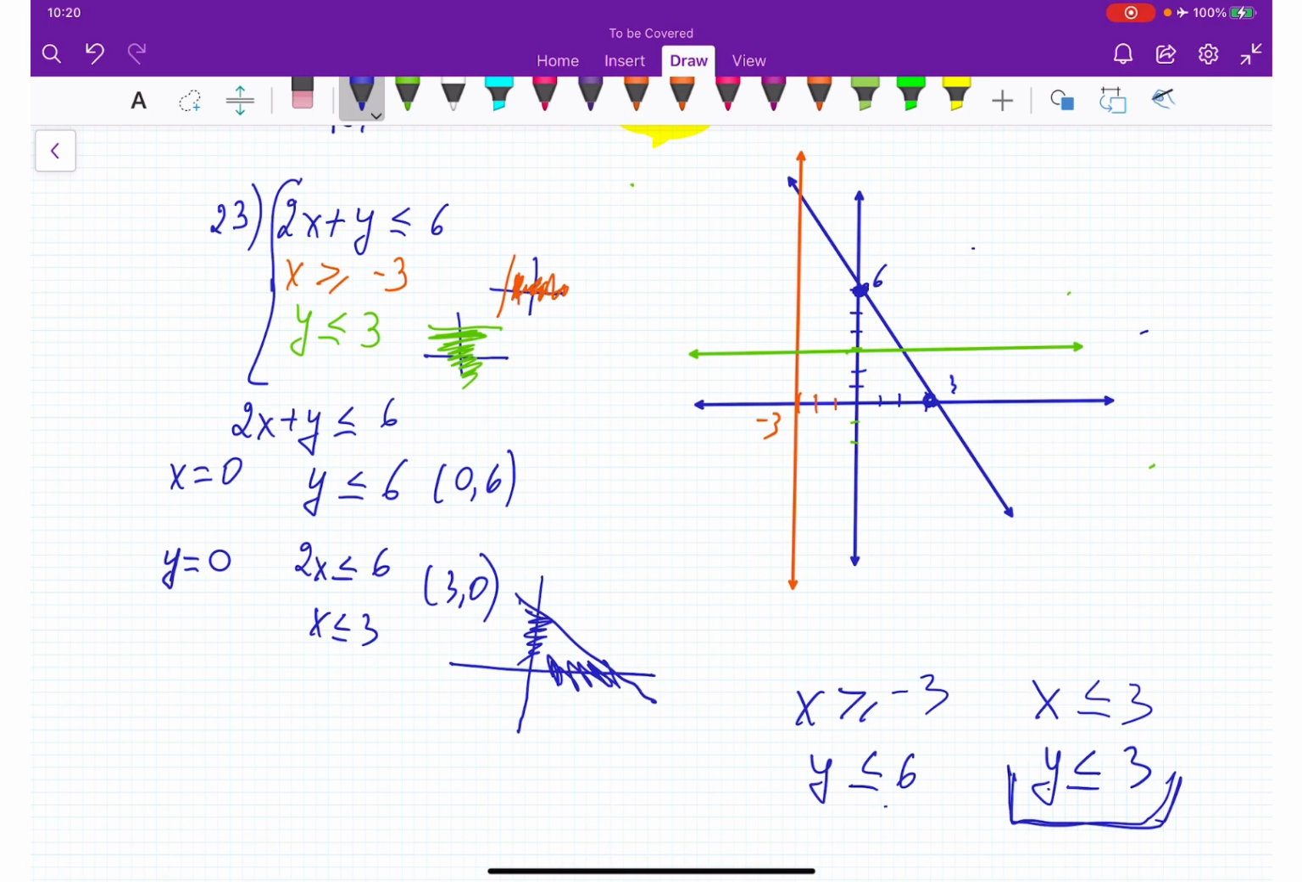Okay, so the shading area is going to be from here, less than 3. This is your 3. The shading area is going to be right here.